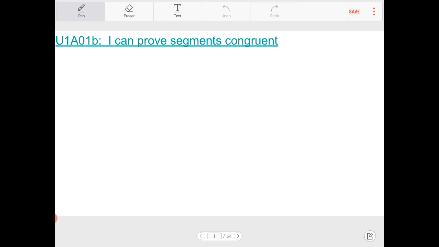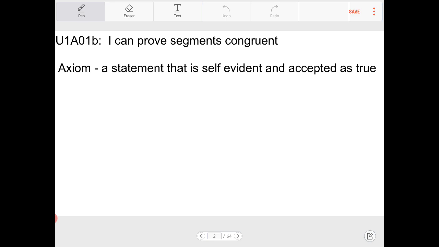Well, in geometry specifically, we will be working off of 5 axioms. An axiom is something that we find evident and accepted as being truthful. So these things we sort of take for granted, actually, because we've already assumed it to be true to begin with. So what are they?